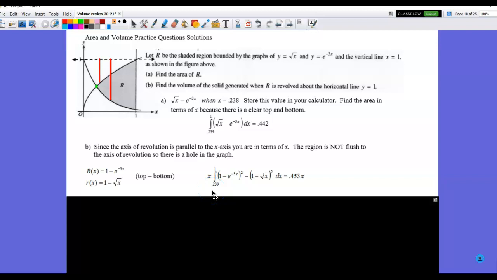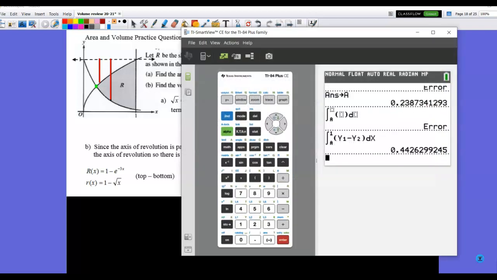So, and remember, now that we're moving from area to volume, now we have pi big R squared, don't forget the squares, minus little r squared. Now I left my answer in terms of pi. We'll talk about both, so let me bring my calculator back up.